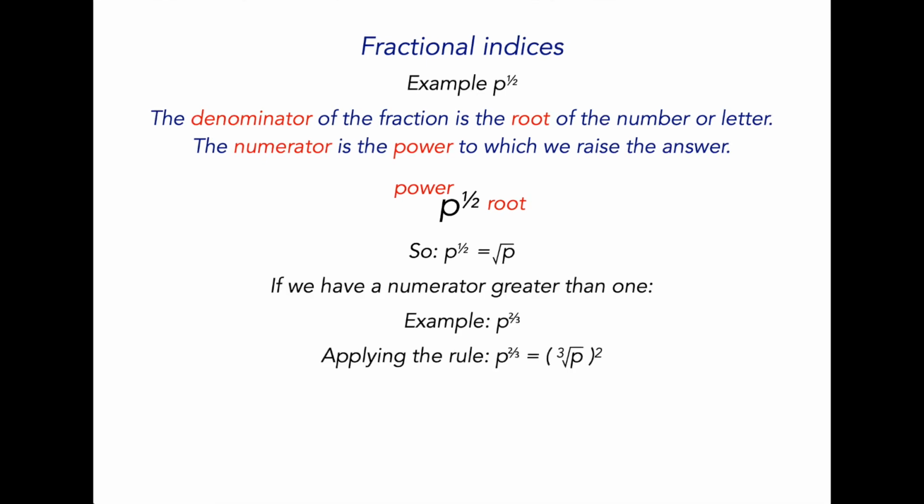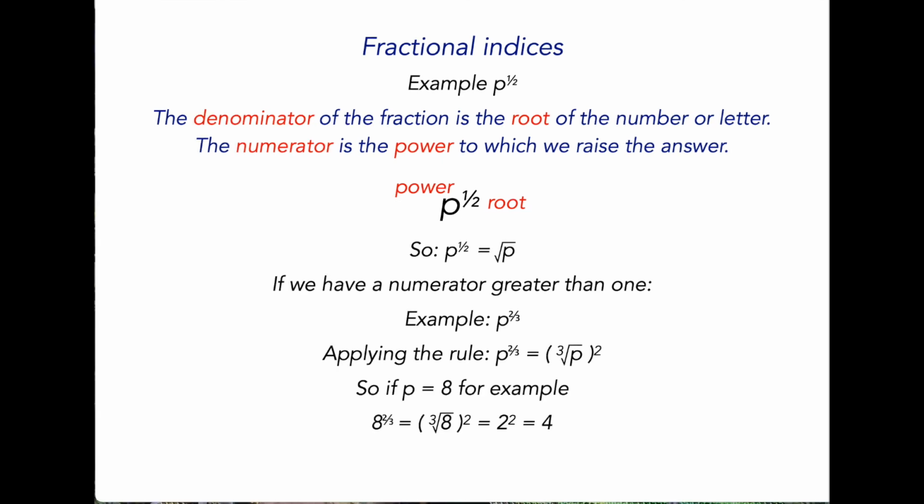And if we have an index where the numerator is greater than 1, we apply the same rule. So for example, if we have p to the power of 2/3, the root is 3, and the power to which p is raised is 2. So p to the power of 2/3 is equal to the cube root of p, then squared. So if we had an actual number like 8, for example, 8 to the power of 2/3 equals the cube root of 8, then squared. The cube root of 8 is 2, and 2 squared is 4. So 8 to the power of 2/3 equals 4.